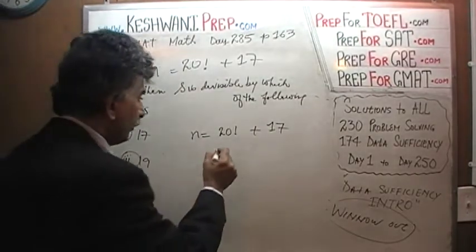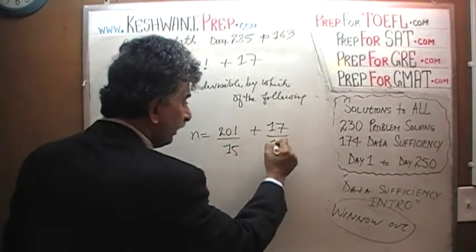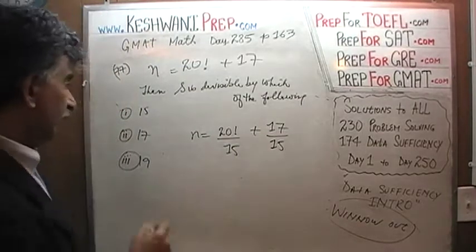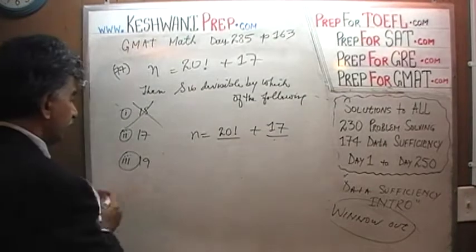20 factorial, of course, is divisible by 15 very easily, because 15 will appear here, but you cannot divide 17 by 15. It's not divisible by 15. 20 factorial is also not divisible by 19.